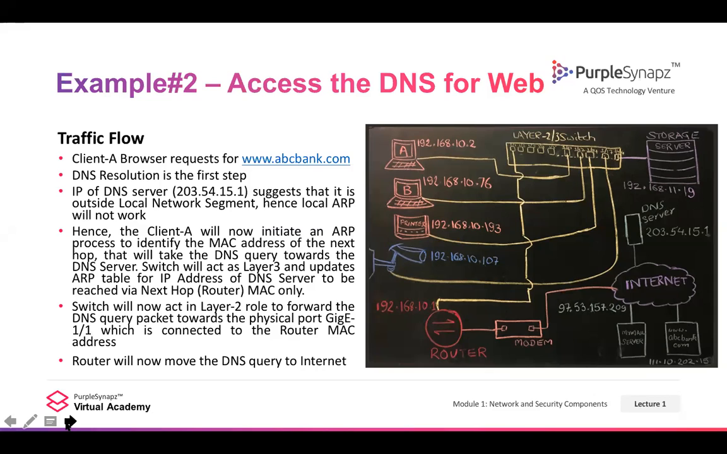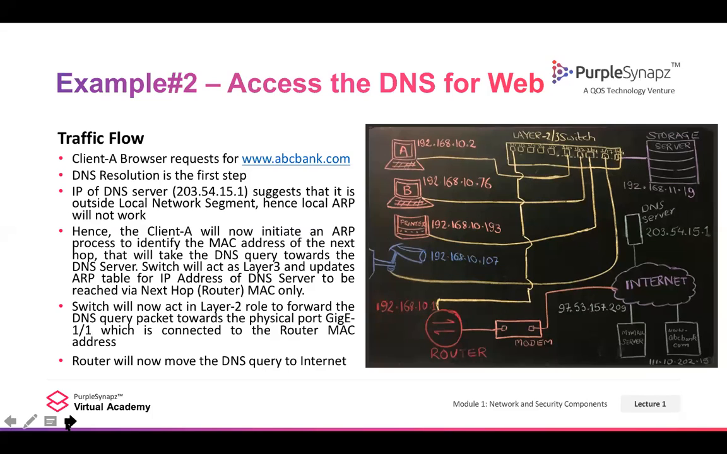So then what will happen now? Hence client A will now initiate an ARP process to identify the MAC address of the next hop, because my machine knows that the destination is not in my own local network. It is 203. Forget about 192. So the first octet itself doesn't match, which means it's absolutely out of my network. If it's absolutely out of my network, doing an ARP request for that machine will not solve my problem.